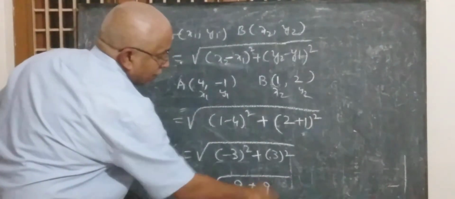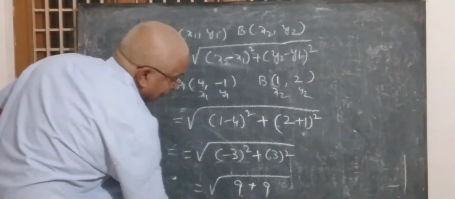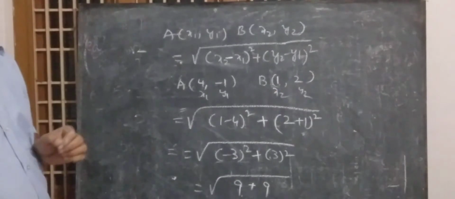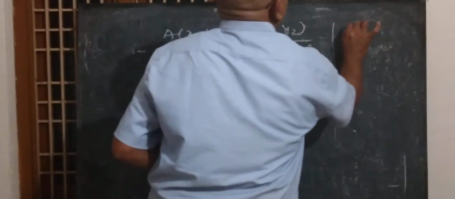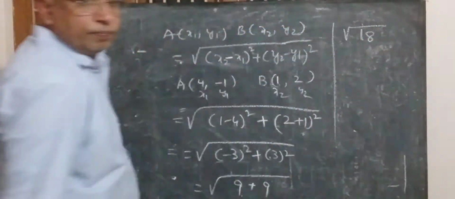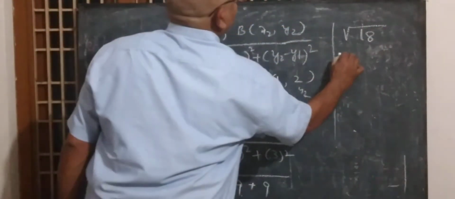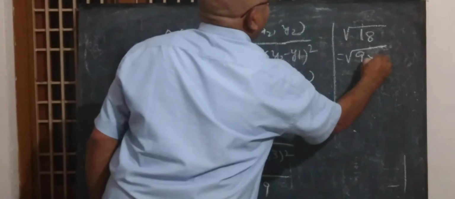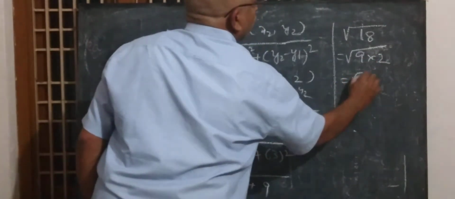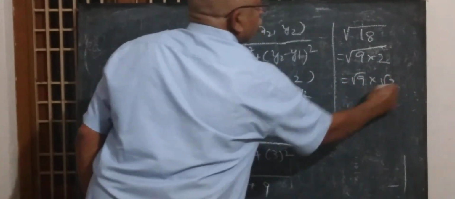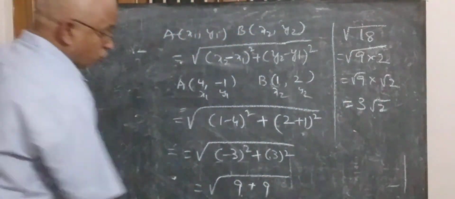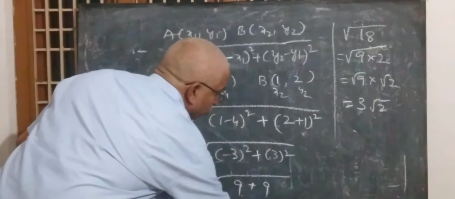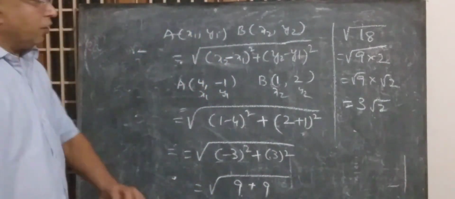3 square equals 9. So what is the result here? Root 18. Root 18 will be divided into two parts. Here the product of the two numbers, 9 into 2, that means root 9 into root 2. Root 9 is equal to 3. Root 2 is not a perfect square. So what is the answer here? 3 root 2. Okay.